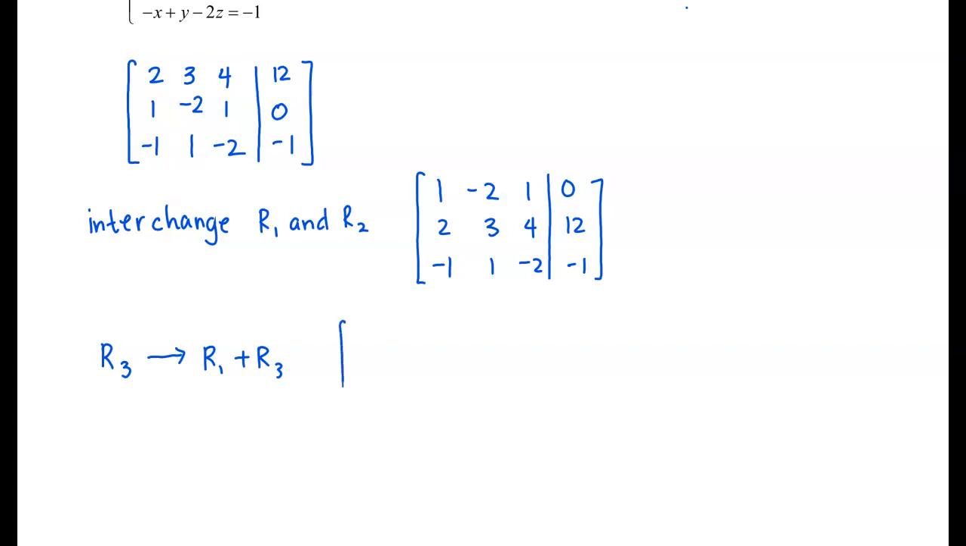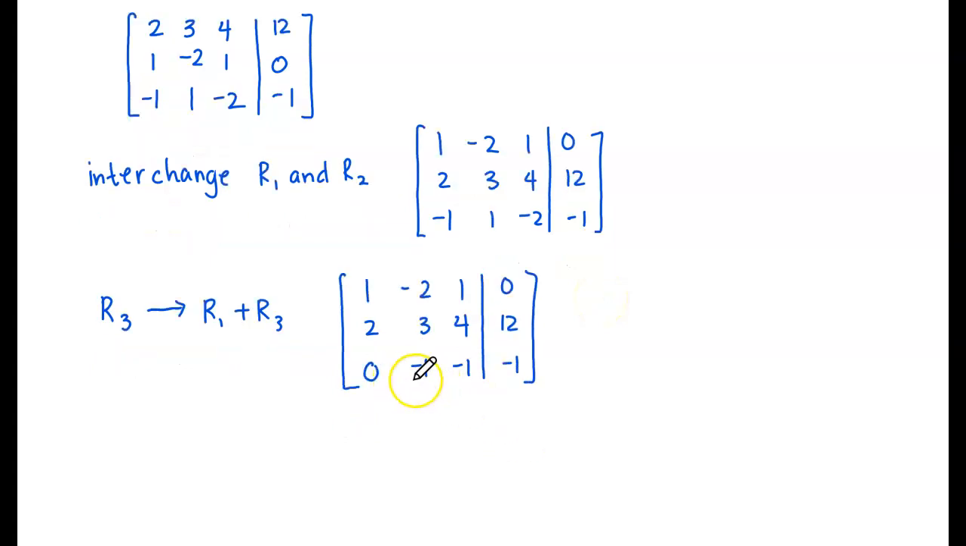So you add R1 and R3, you get 1, -2. You just copy the rows because we are changing R3. So you just copy row 1 and row 2. So you have 2, 3, 4, 12. And then for row 3, you replace that by the sum of row 1 and row 3. So you add 1 and -1. If you add them, that's equal to 0, and that's what we wanted. And then you get -1. 1 plus -2 is -1. And then 0 plus -1 is -1.